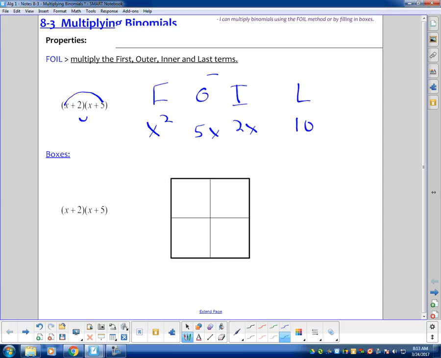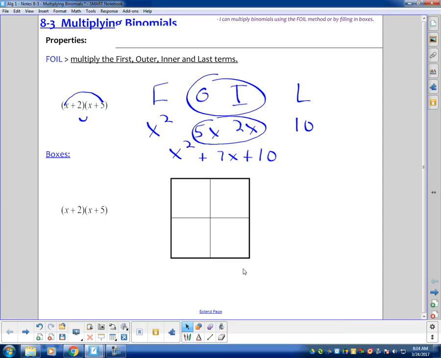Now, when you're doing FOIL, you'll find that when you're doing a binomial times a binomial, typically we have a variable term and then a constant. And the two inner terms are like terms, usually. And so we can combine those two together, giving us a trinomial. So x squared plus, if you add these two, you end up with 7x plus 10. And that is using FOIL to multiply a binomial times a binomial.